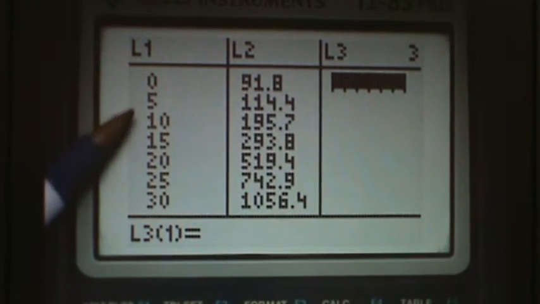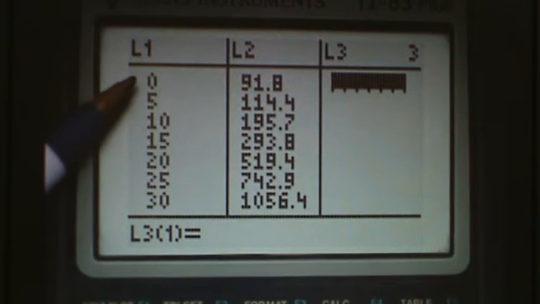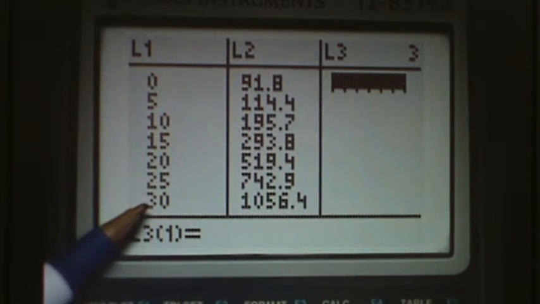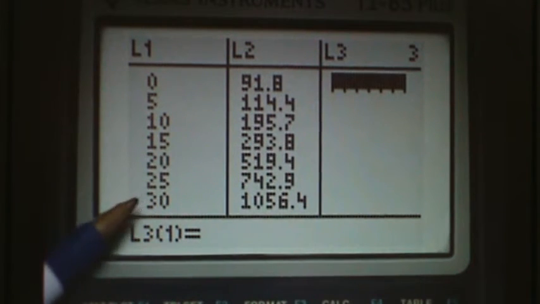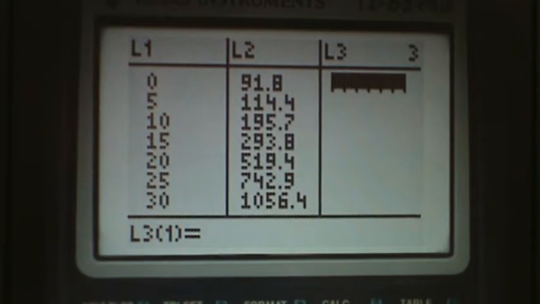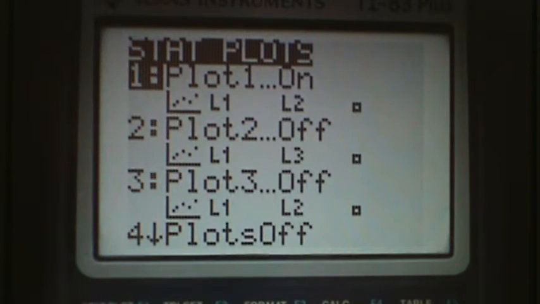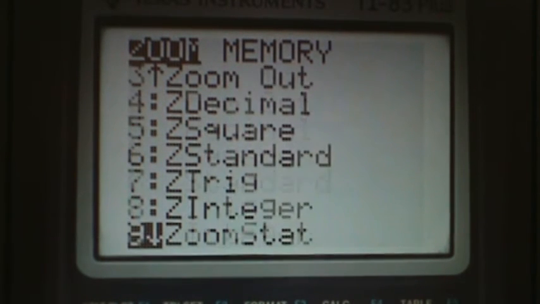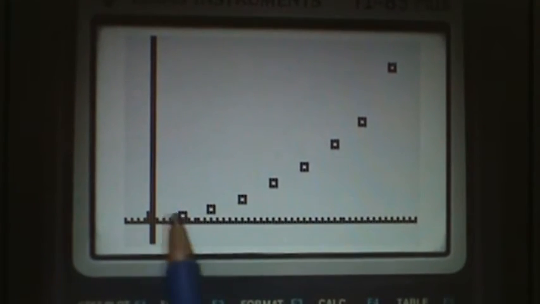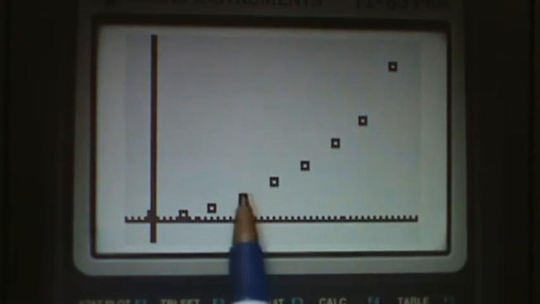It just makes this business of establishing a basis year allow us to make it a little bit easier to set up the window and a little bit easier to enter the information. All right, let's look at a scatter plot. Now, I have already turned the plot on, and to establish an appropriate window, I'll press zoom and then select item number 9, zoom stat, pressing enter.